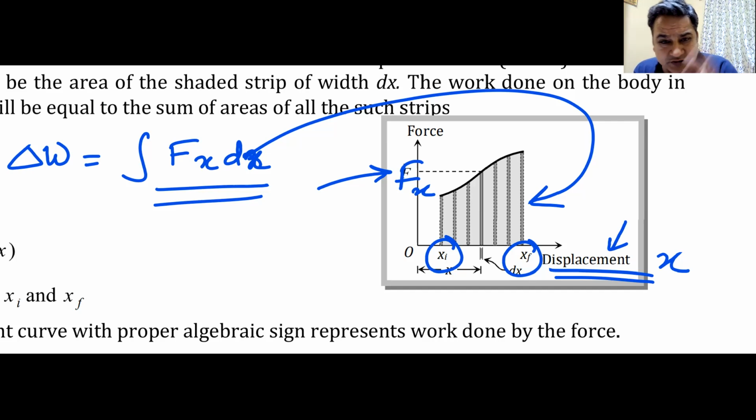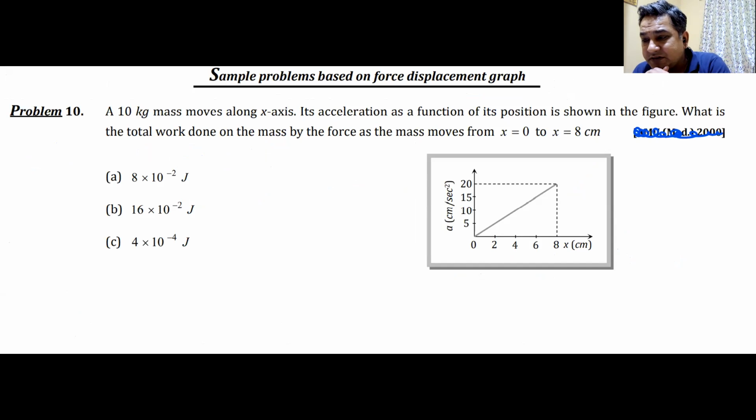So instead of giving force in vector form or giving force as a function of x, they can give you a graph. If they give you a graph, you can calculate work done from that graph itself by calculating the area under that graph. Do we understand this? Can I have some raised hands that we understand this? So now, if you have understood this, then you should be able to solve this question, problem number 10.